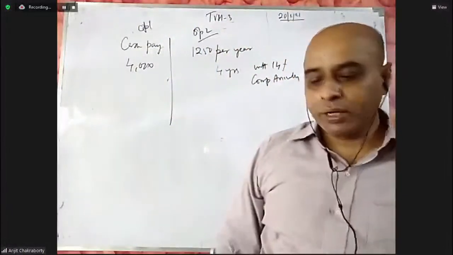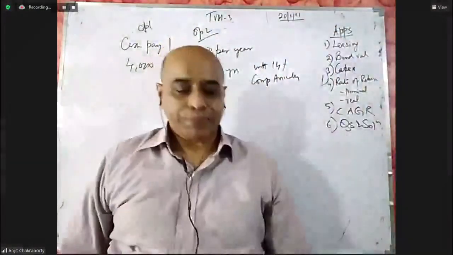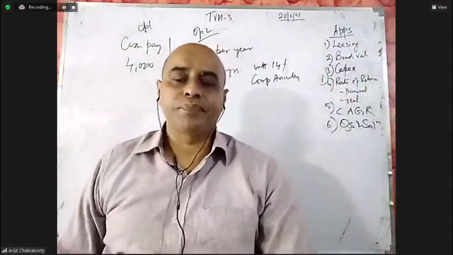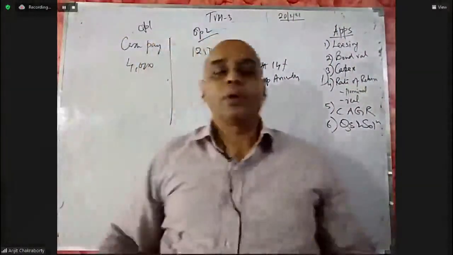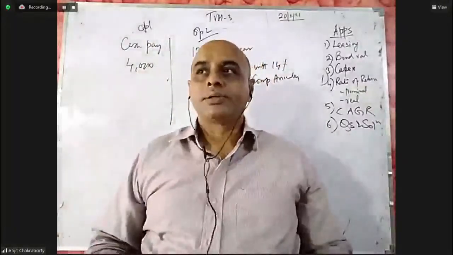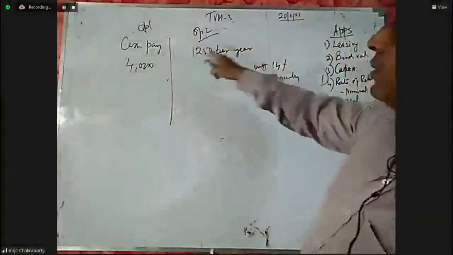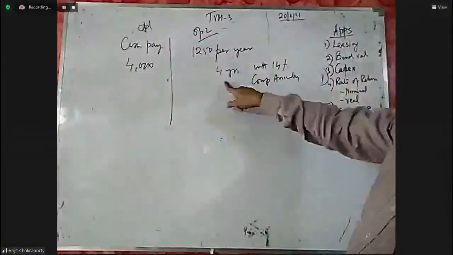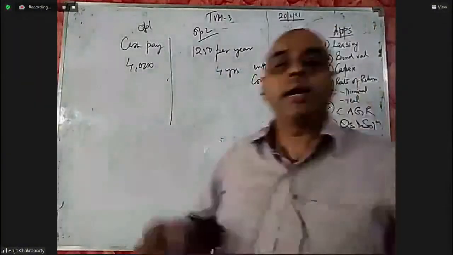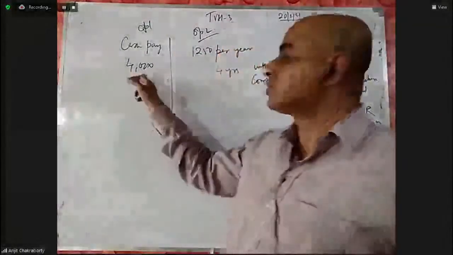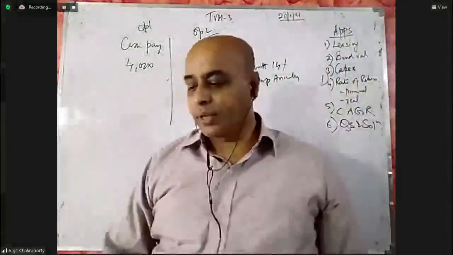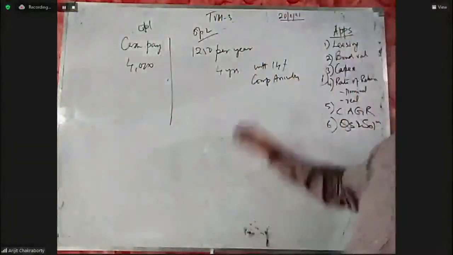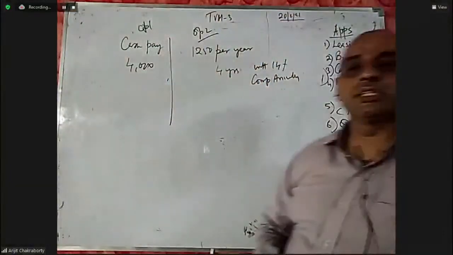So you see, many people buy different commodities on lease or sometimes on loan, right? Here the idea is that either you pay 1,250 rupees per year for the next 4 years, but it will have a 14% interest. Otherwise, you make a direct payment of 4,000 and buy the asset. So which one is better? Here again, we will see the present value of all these payments.